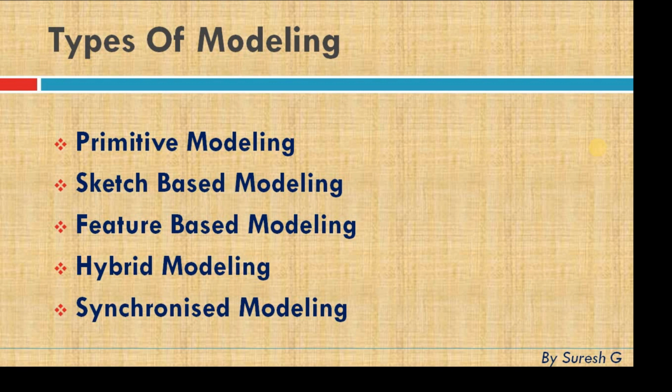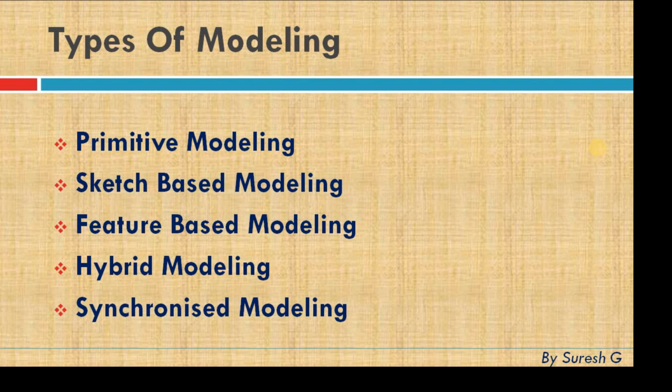Feature based modeling means it's a mix up. Suppose we have created a primitive block as a base feature, and on top of that I'm going to create some slots or some holes, some bars, some pads. Those are all called feature based modeling. So it's a mix up of primitive modeling and feature based modeling, or it can be a mix up of sketch based modeling and feature based modeling. Hybrid modeling means the primitive model, sketch based model and feature based model, all three can be used, or else any two can be used. So that is called hybrid modeling.